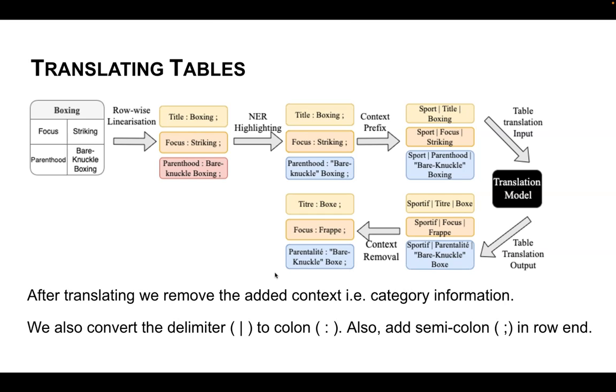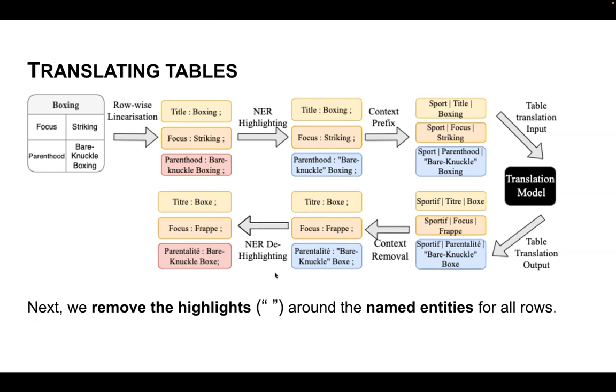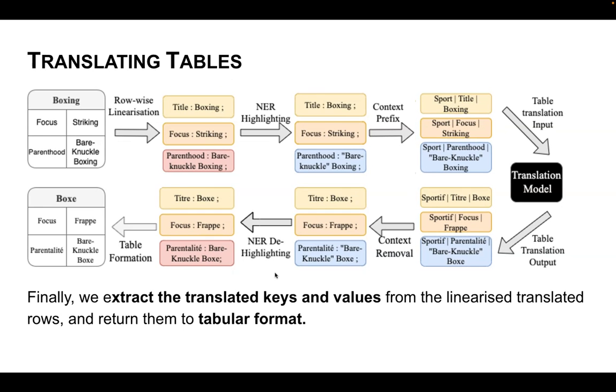The next step is decontextualizing. So we remove the category information. Since we use the delimiter, it's easy to separate. We first remove the sports information, the category information, then we replace the delimiter with a colon and semicolon. We remove the highlighting of the named entities, so it's NER de-highlighting, and finally we convert that to the original tabular format which we have. So now your table is converted back to a table.